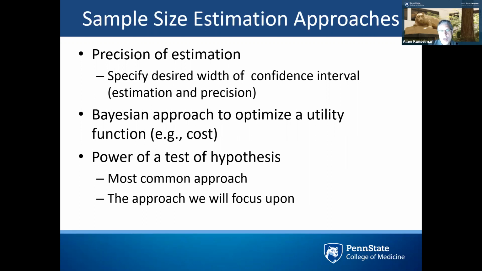Another approach is to use a Bayesian approach to optimize a utility function, for example, a cost function. And a third approach, and this is by far the most common approach and the one we're going to talk about today, is the power of the test of a hypothesis.